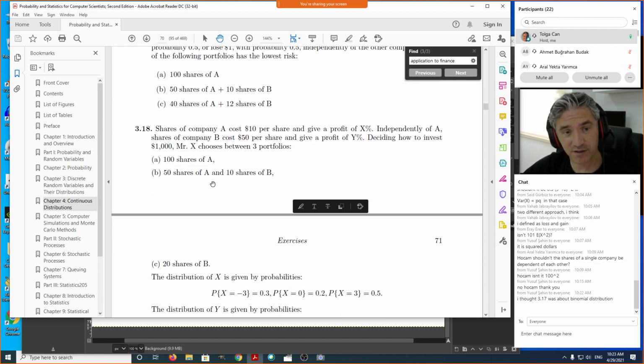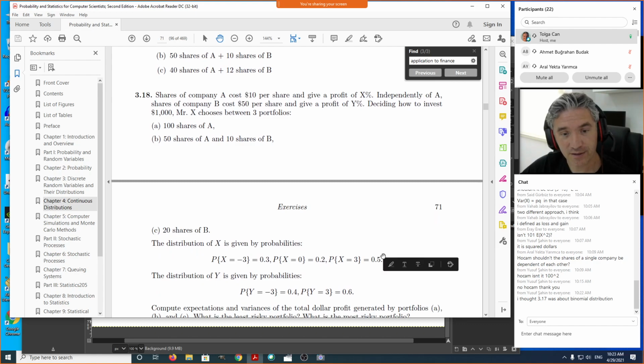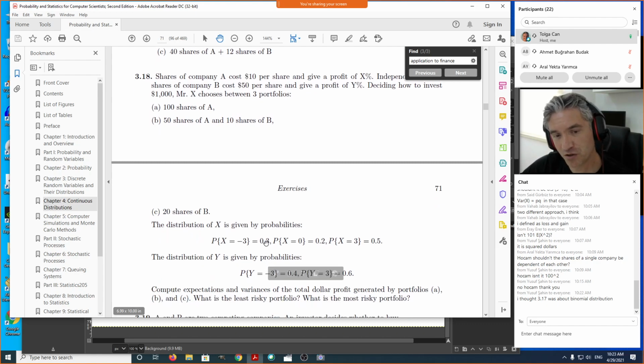There's nothing more here than computing the variance of these things, and we know how to do those. So I think these are solvable questions. So I agree with you that we can try to solve these questions even if we haven't covered that subsection. But yes, if all we need to do is compute the variance and expected value and choose a portfolio based on that.